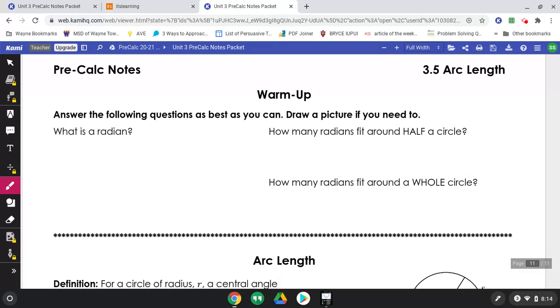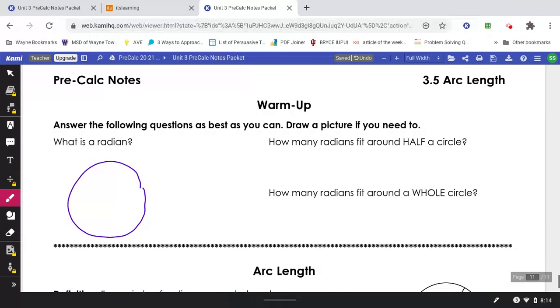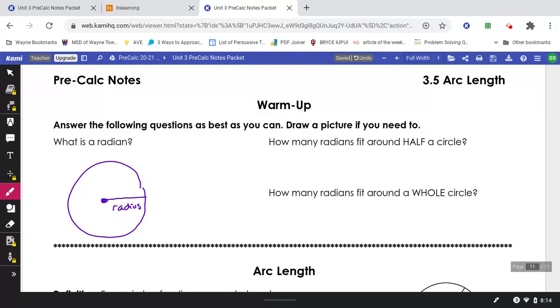So it says, what is a radian? And a radian, if you remember, is if you have the circle, and we know what the radius is. The radius is when you have it from the center to the outside. But we're looking for what the radian is. And if you remember, that's when we take the radius and we kind of wrap it around the circle. That would be the radian. So it's a curved version of the radius.